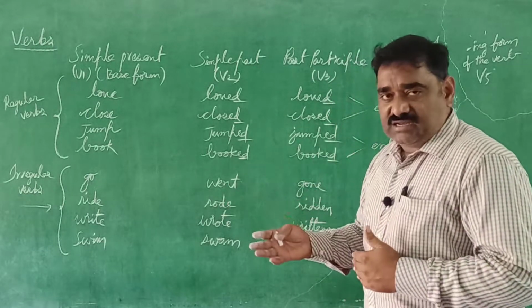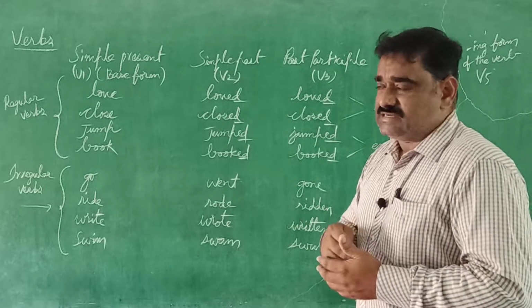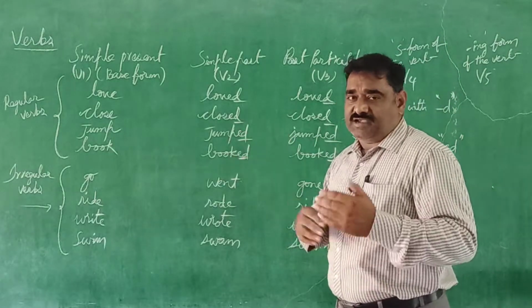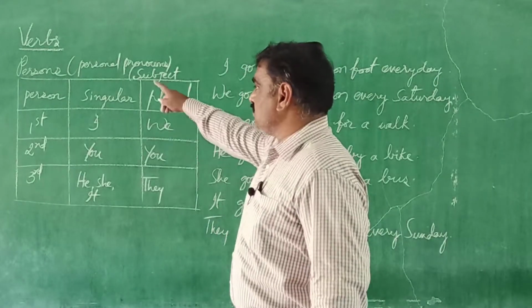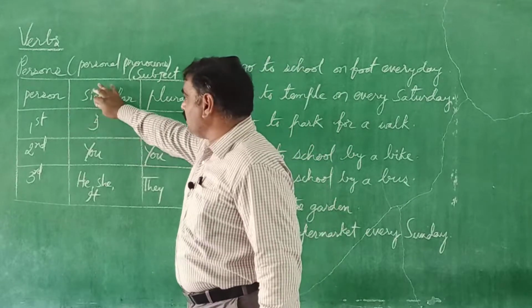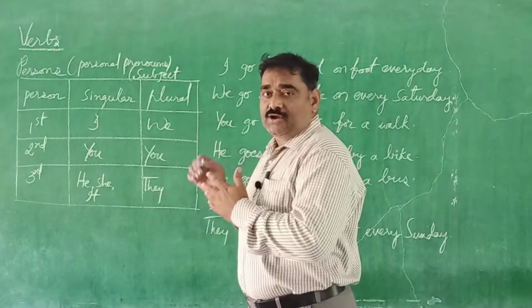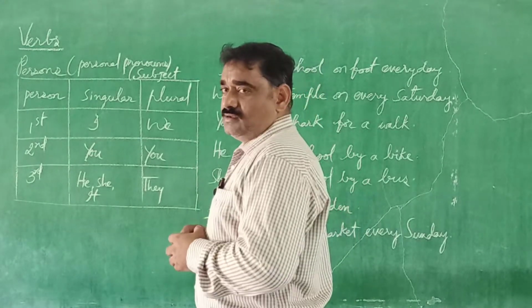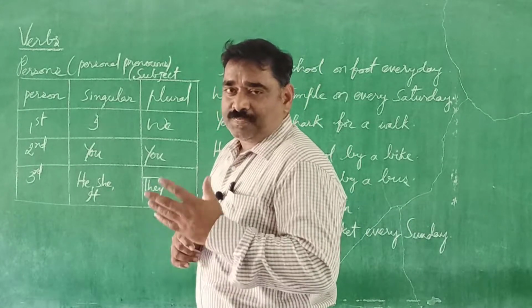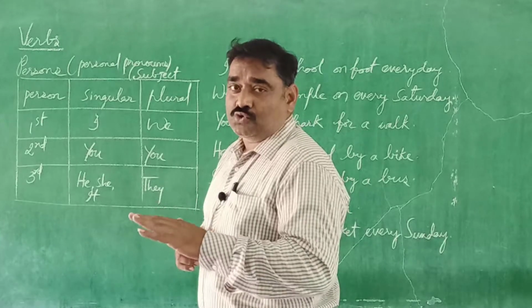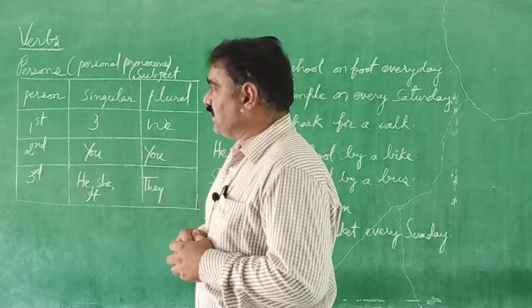Then we will see persons, and subject verb agreement also. Right, my dear students, look here. Here I drew a table. Drew is the past tense of draw. Draw, drew, drawn. That is also an irregular verb.